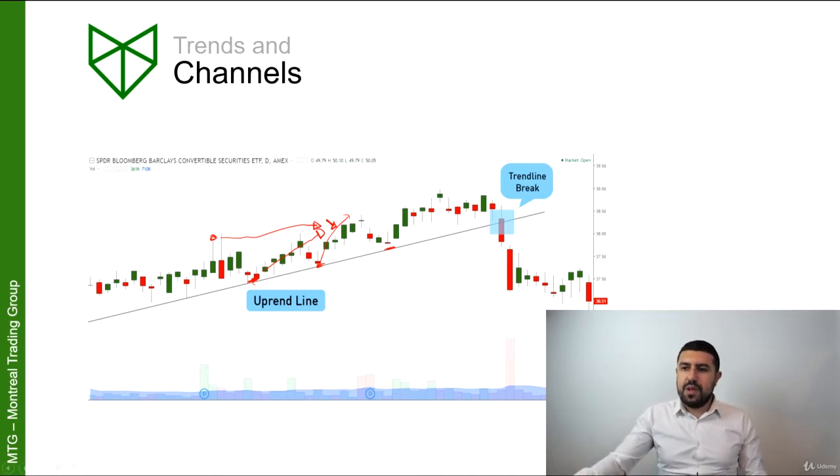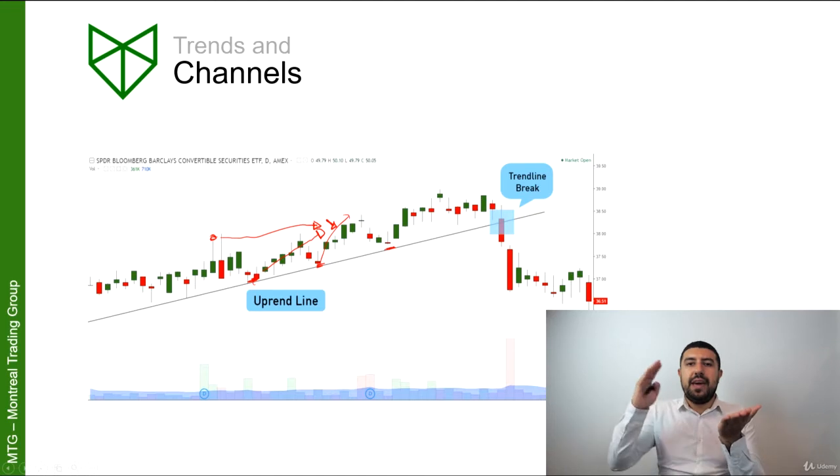Now, why do trends like this create a sort of a support? And when I say support, I mean it supports the price. The price is not going below it. Well, because everybody sees this trend.